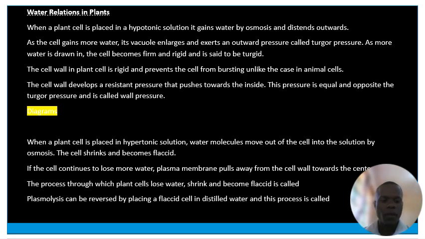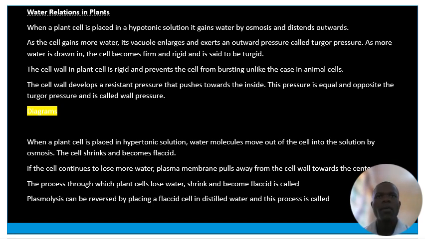Then, when a plant cell is placed in a hypertonic solution, a hypertonic solution being a highly concentrated solution, the water molecules will move out of the cell into the solution by osmosis. The cell shrinks and becomes flaccid.